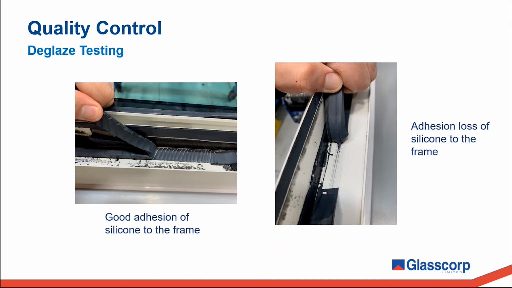These are just examples from deglaze of good adhesion versus poor. So on the left, that's what we typically see. No silicone is coming off the frame. The photo on the right shows adhesion loss, which is what we really don't want to see.